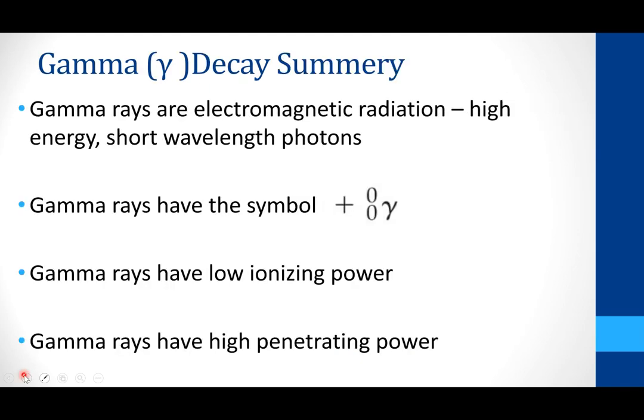Okay. So again, here's our summary slide. Gamma rays are actually electromagnetic radiation, which is the fancy word for a wave. Gamma rays are given the symbol right here. And then they have low ionizing power. They don't do a lot of damage. High penetrating power, they get in pretty easily.